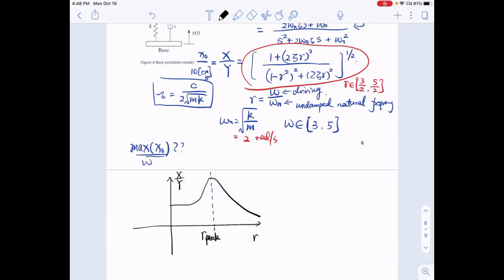This r peak is actually slightly less than 1. You can assume it is approximately 1, but it's actually not. It's slightly less than that. But no matter what, you already know the resonance is around 1. So that means your operation point, that is r equal to 1.5. This is r equal to 2.5.